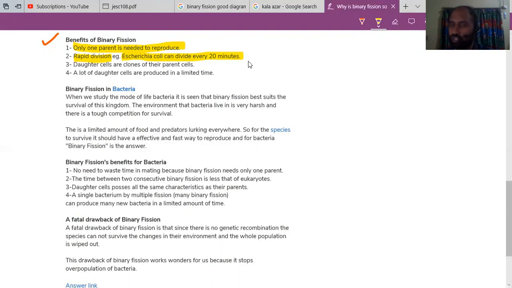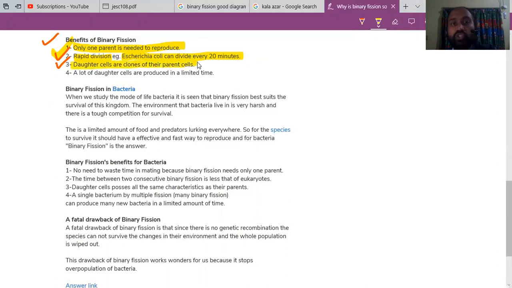That's amazing, right? So within 1 hour, one bacterium can become 8, if I'm not wrong, right? Just calculate. If within 20 minutes one bacterium can become 2, within 1 hour how many bacterium cells will form from one mother cell? Please let me know that also. So basically the reproduction time is less here. That is the second benefit, rapid division. Third point, daughter cells are clones of the parent.